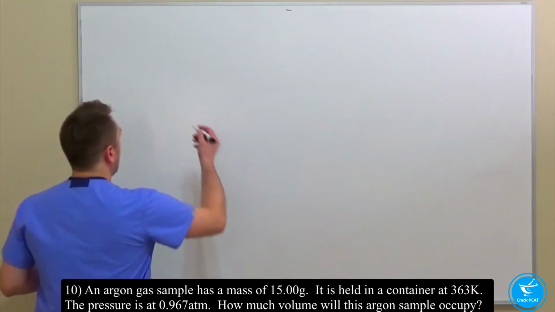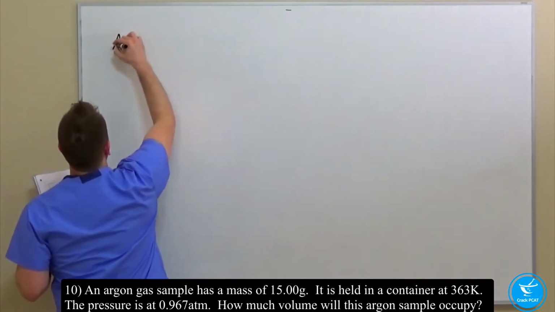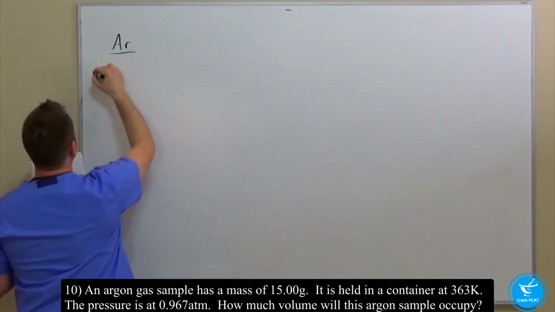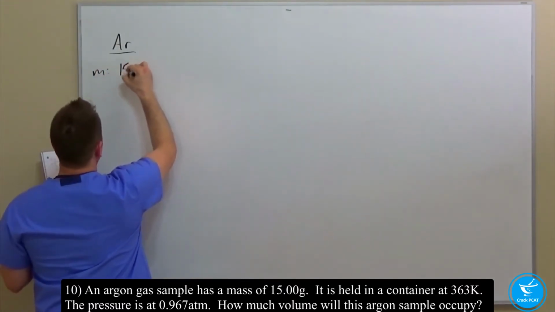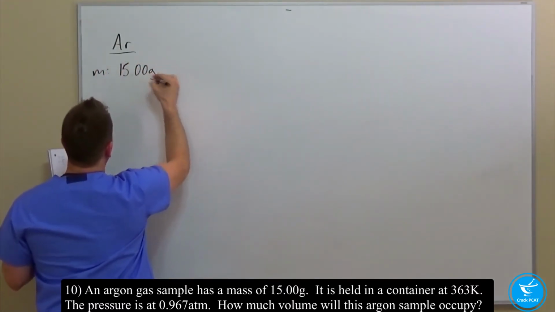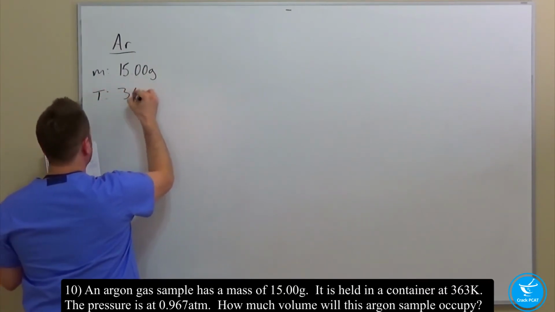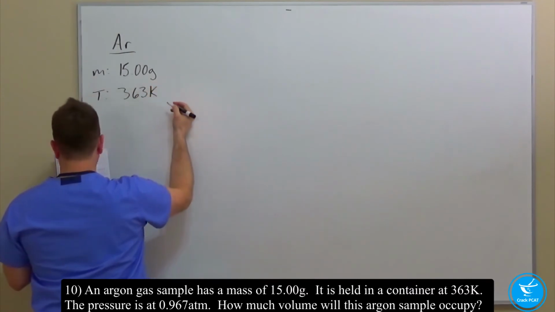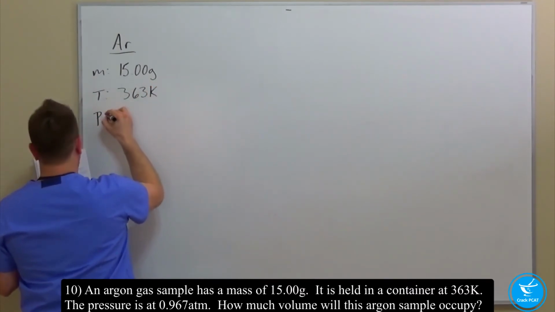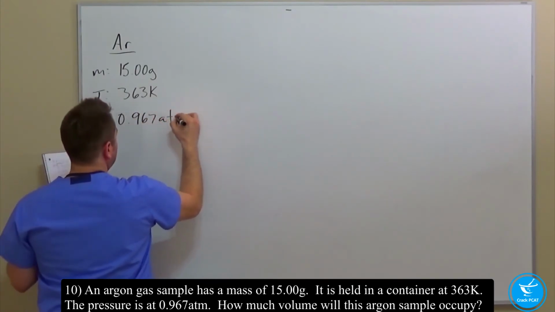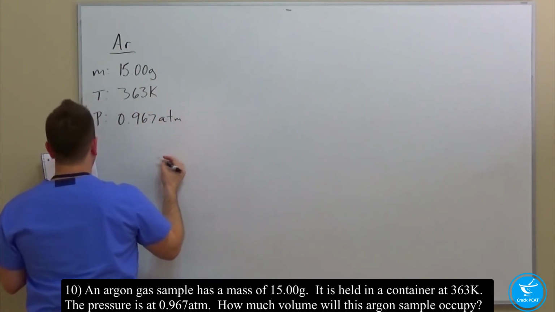Okay, well, we're working with argon. We know that much. And the conditions of this argon, its mass is 15.00 grams, okay? It's held in a container at a temperature of 363 Kelvin. And then the pressure is 0.967 atm, or atmospheres. It says how much volume?